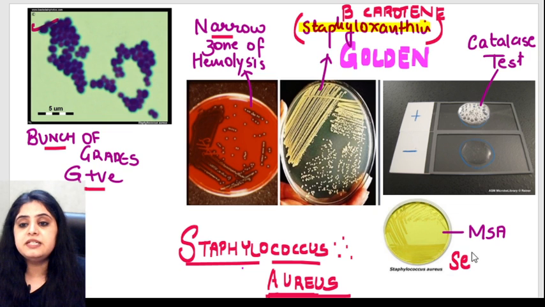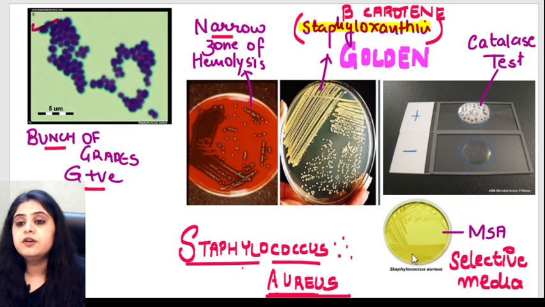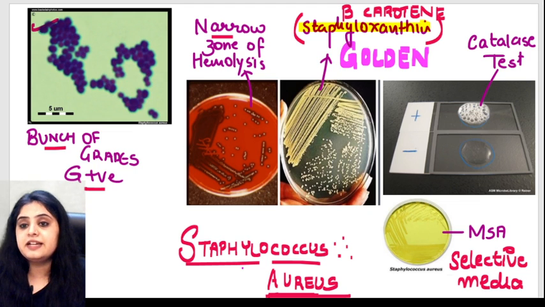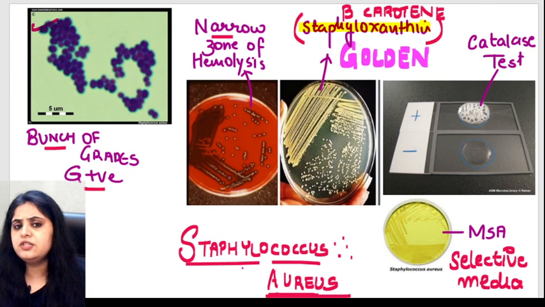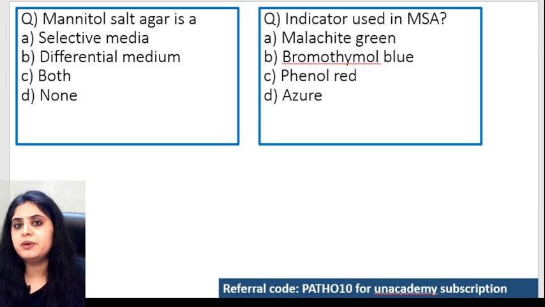What is the selective media? Now that's a very interesting question. What is the selective media that you have for Staphylococcus aureus? And that selective media is MSA, mannitol salt agar. So before I start teaching you, I want you to answer this question about it. If I ask you mannitol salt agar is which type of agar, selective, differential, both or none, I think all of you are going to say selective, I just taught you, but actually it is both. I'll tell you exactly how. But first tell me what's the indicator of mannitol salt agar. The indicator is going to be phenol red.